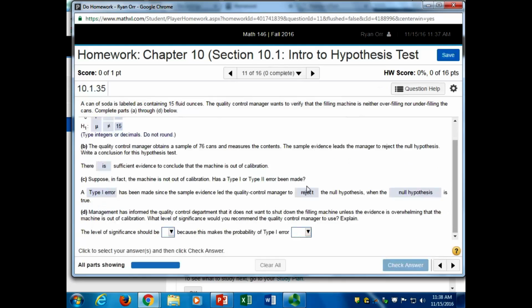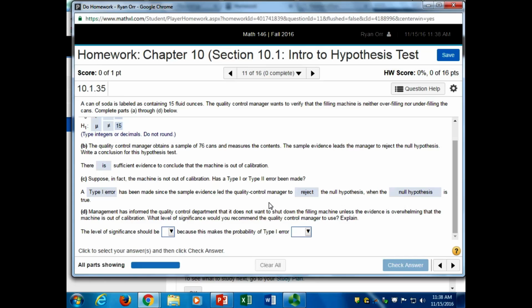That's type 1. Okay? And then the last one says, they informed the quality control department it does not want to shut down the filling machine unless the evidence is overwhelming that the machine is out of calibration. In other words, they really don't want to have to stop production and fix their machine. What level of significance would you recommend and why? 0.1. So we have to decide which type of error is worse. So what do they really not want to do? They don't want to stop their machines, right?